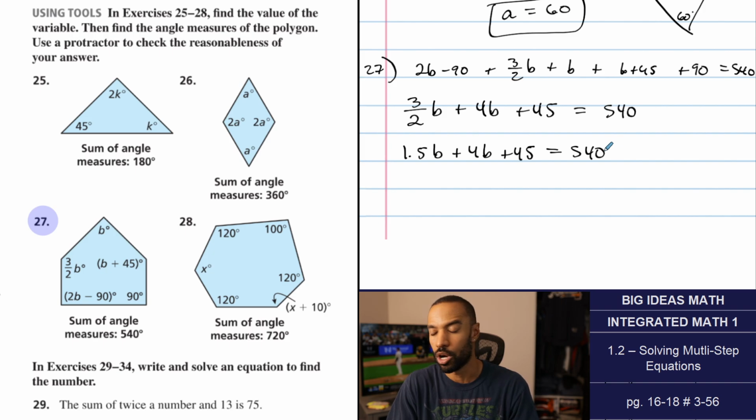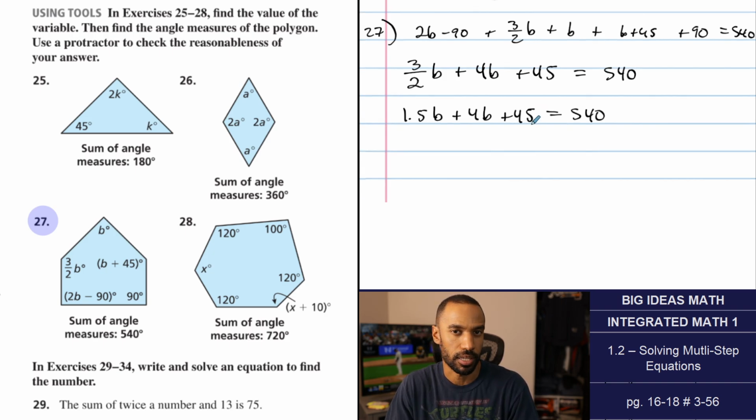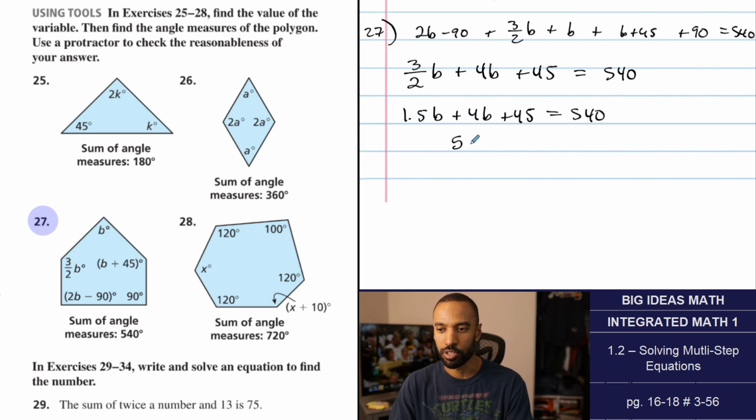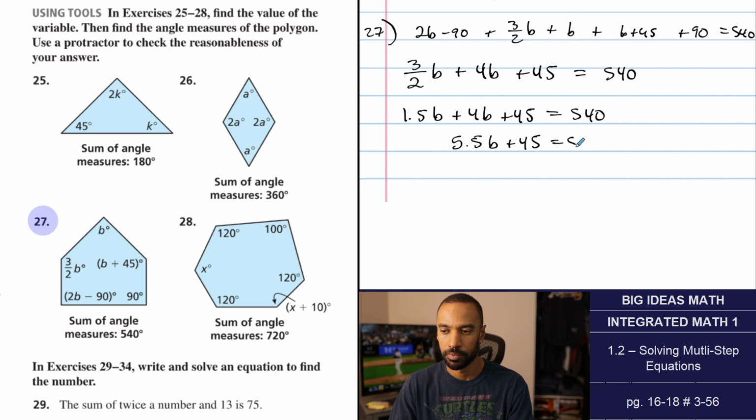Does it always work? No. What if it said 2/3? Suddenly it's not an exact decimal. It's something you'd have to round. So this won't always work. So here's an option. 1.5 plus 4 is 5.5. So 5.5b is what happens there.